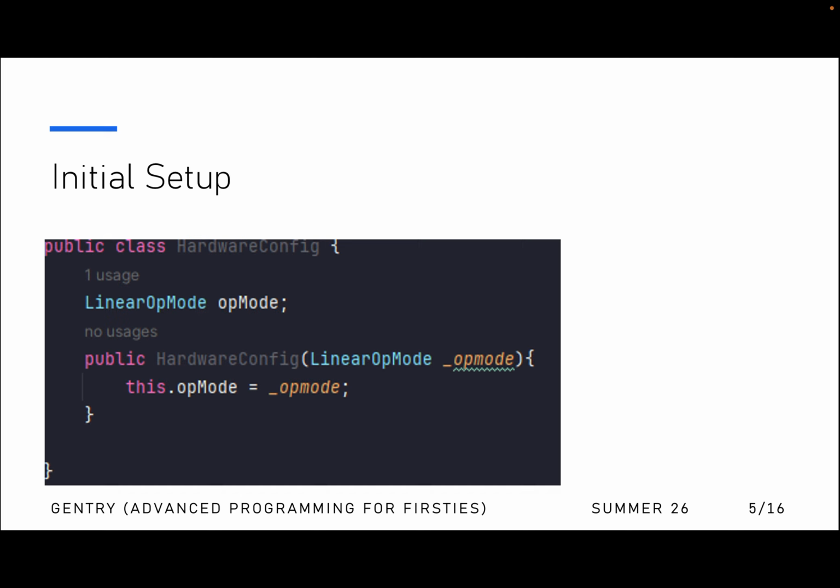So for our initial setup, we'll have our public class HardwareConfig, and we will define a variable opMode, which will get passed in as a parameter into our constructor, which then we'll pass back through our constructor into our variable. So now we have an opMode we can use inside of our hardware class.